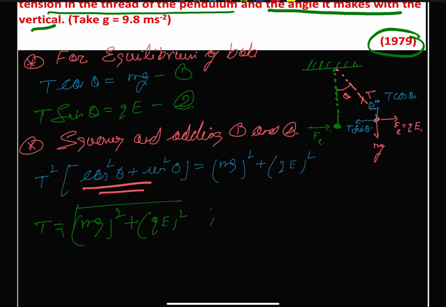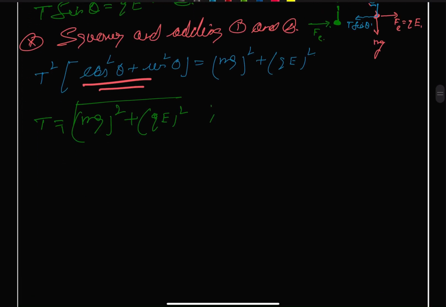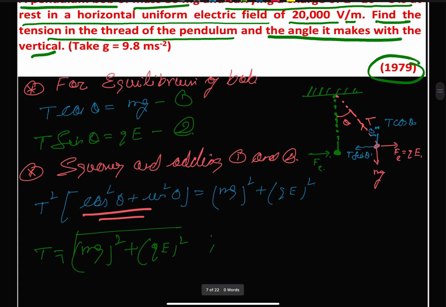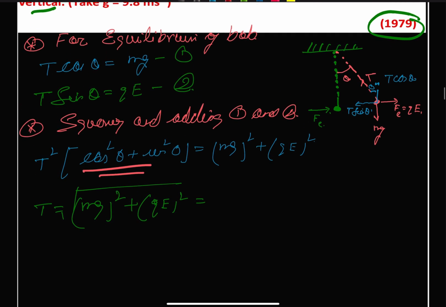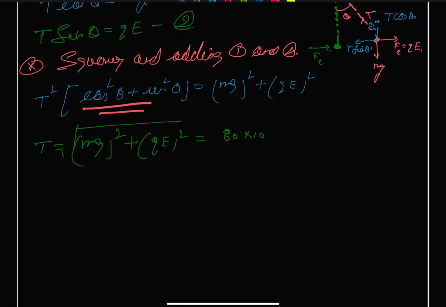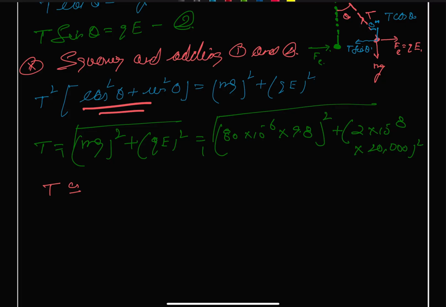And now let us substitute the values. Mass is given to us as 80 milligram, so we get 80 into 10 raised to power minus 6 into our g, that is 9.8, whole square, plus 2 into 10 raised to power minus 8 times the electric field, which is given as 20,000, whole square, and its square root. So we get our tension T approximately equal to 8.79 into 10 raised to power minus 4 newtons.